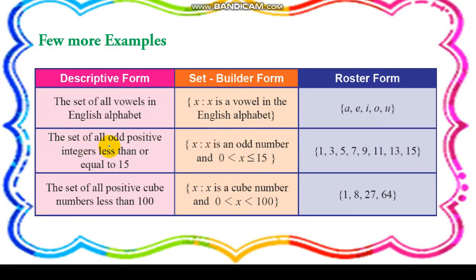The set of all odd positive integers less than or equal to 15. We'll write the set builder form in this way and the roster form of the second set in this way. Similarly, the third set is the set of all positive cube numbers less than 100. We write this set in set builder form in this way and the roster form in this way.